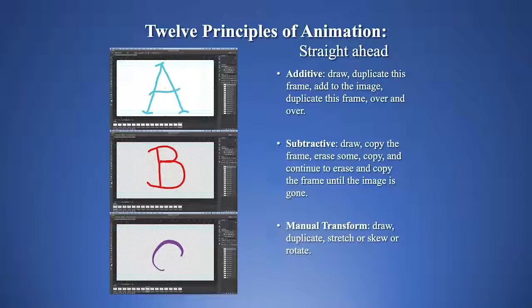Then straight ahead, remember the additive: draw, duplicate the frame, add to the image, duplicate the frame over and over. Subtractive: draw, copy the frame, erase some, copy, continue to erase and copy the frame until the image is gone. And then manual transform: you draw, you duplicate, you stretch or skew or rotate, and just keep doing that. So those were the tutorials for the first assignment.